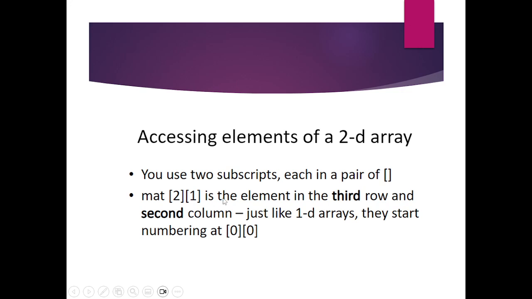To access elements of a two-dimensional array, you use two subscripts, each in a pair of open and close brackets. ma[2][1] is the element in the third row and second column. Since we start counting at 0, index 2 gives the third element. Just like one-dimensional arrays, they start numbering at 0, 0.